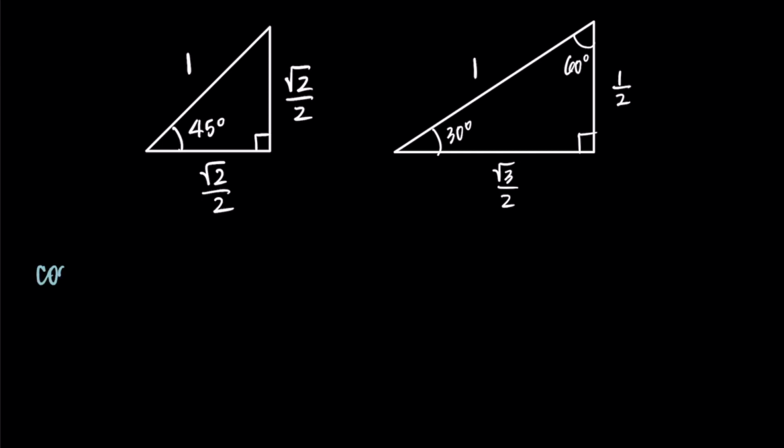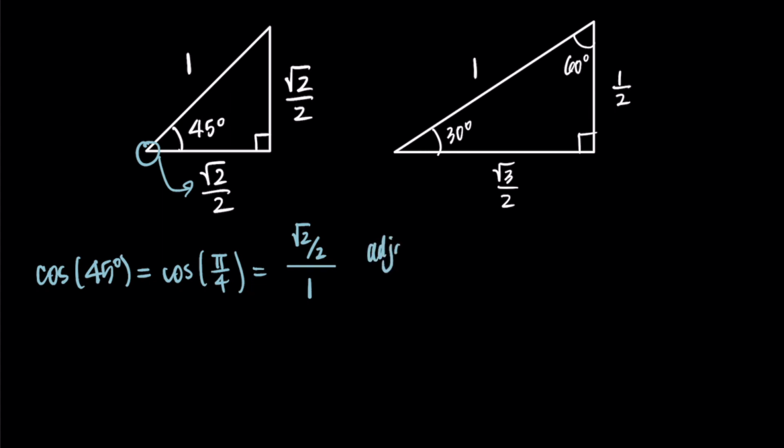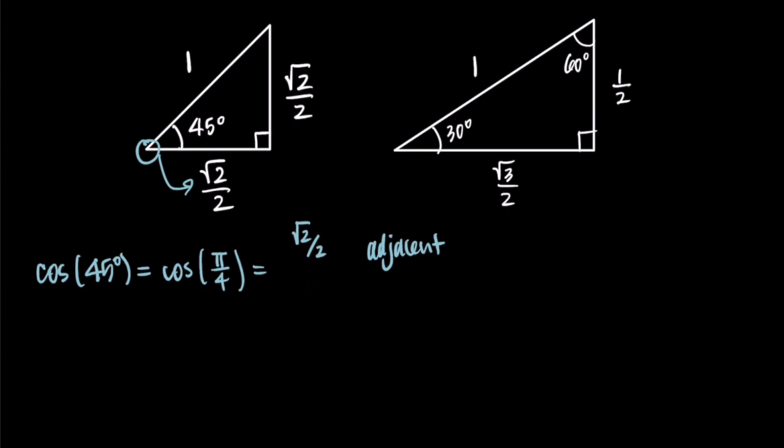So if we're looking at cosine of 45, I can use this triangle. So cosine of 45 degrees, or the cosine of pi over 4, if we want to use radians, is equal to the adjacent side, square root of 2 over 2, over 1. So adjacent over hypotenuse. But when we divide by 1, nothing really happens. Something divided by 1 is just itself, and so we can say that the cosine is square root of 2 over 2.